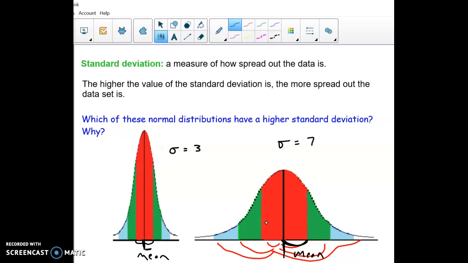Okay, so this idea of standard deviation very much ties into normal distributions. And most of your data, in fact, we're going to learn here in a second, 68% of your data in a normal distribution will fall within one standard deviation of the mean, right? So you have about 34% here and 34% here.